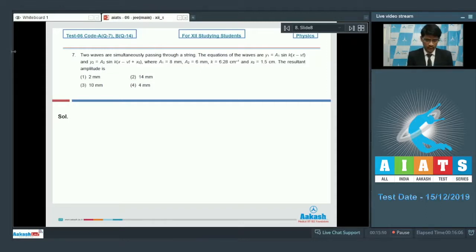We need to find the phase difference of the interfering waves. That's all it is. So phase of this part being k(x minus vt) and this part being k(x minus vt plus x naught). So effectively the phase difference would be k into x naught. Got it? So it is coming out to be k being 6.28, that means 2 pi, and x naught is 3 by 2. It's coming out to be 3 pi. So 3 pi is the effective phase difference of the interference here.